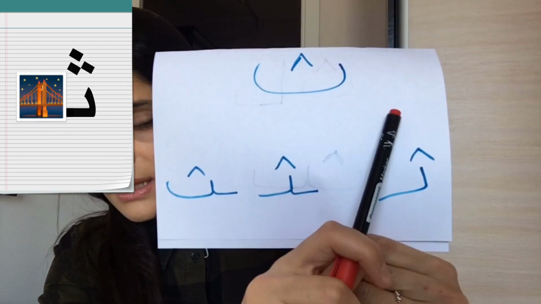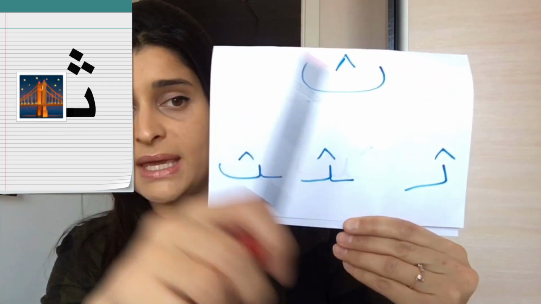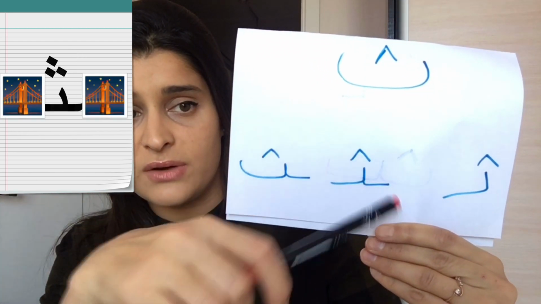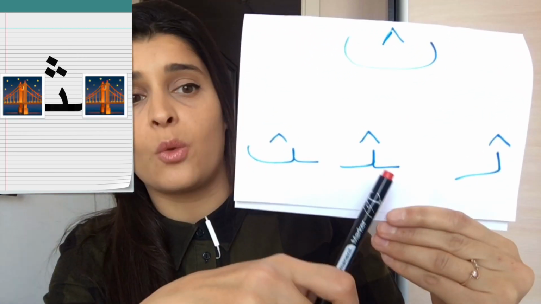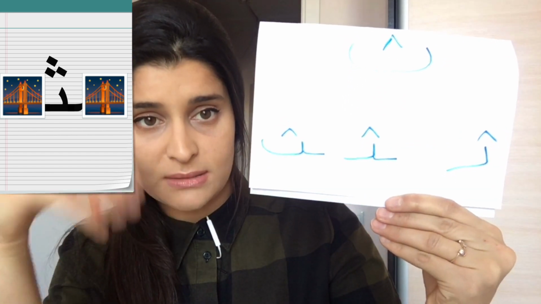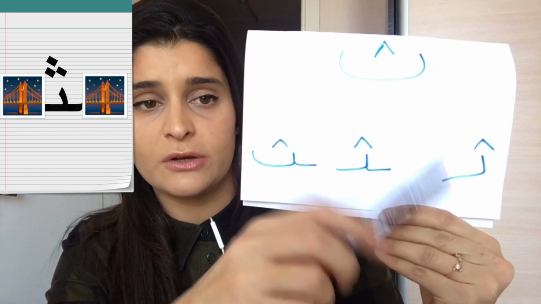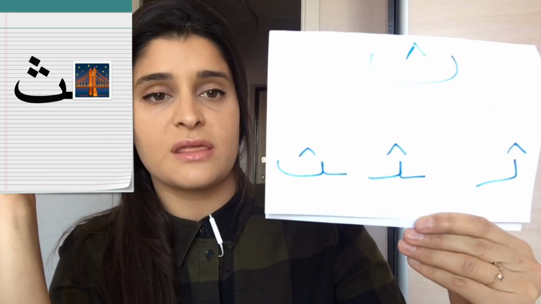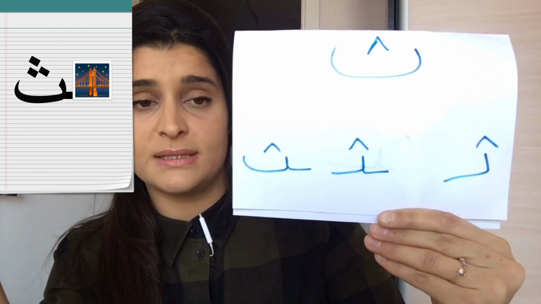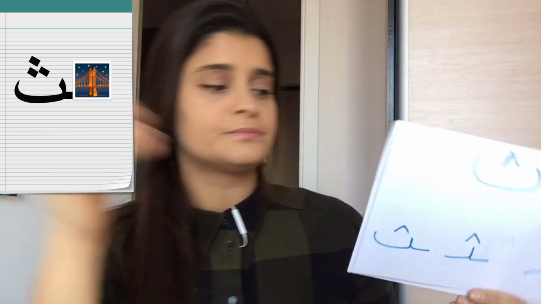So here, letter tha, in the beginning of the word, it stretches its hand. Here it stretched both hands, one here and the other in the pocket. It pulls it out and connects. And here letter tha at the end of the word.